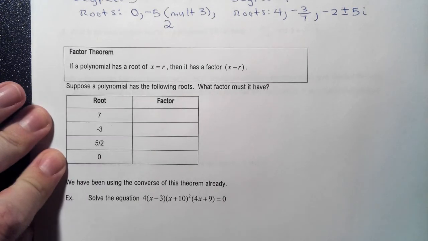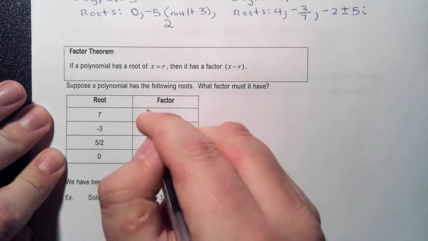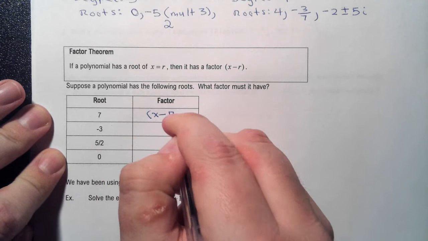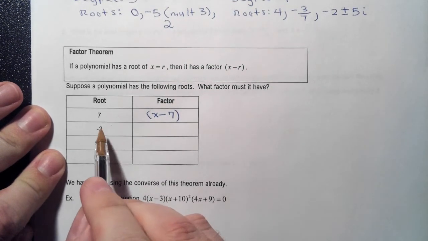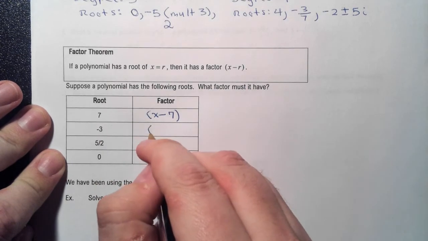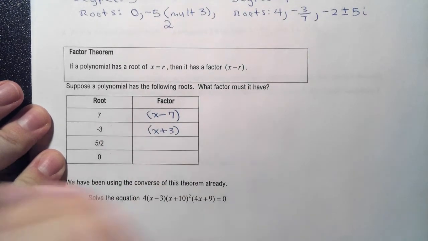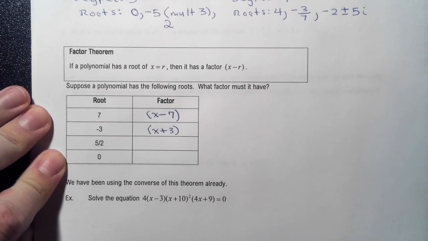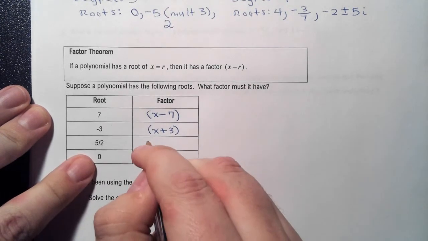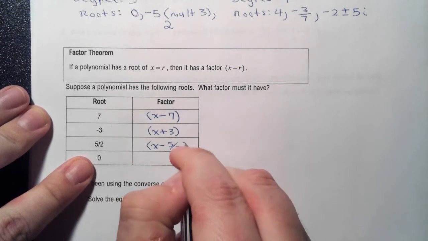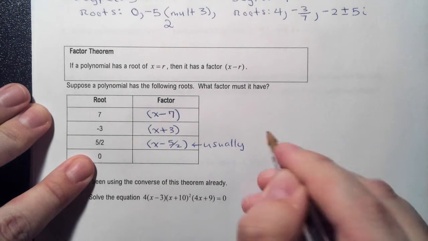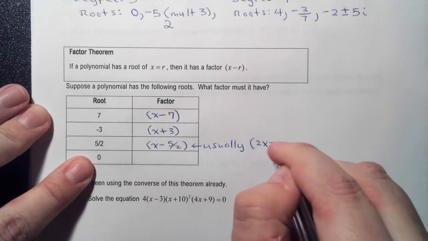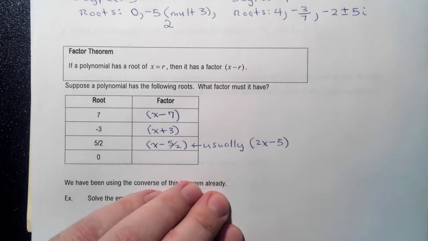So for example, if I had a root of 7, what factor do I have to have? Well, of course, x minus 7. What if I have a negative number? Well, x minus negative 3 would be x plus 3. What if I had a fraction? In theory, for a fraction, you could say x minus 5 halves, but usually we would say the factor is 2x minus 5.